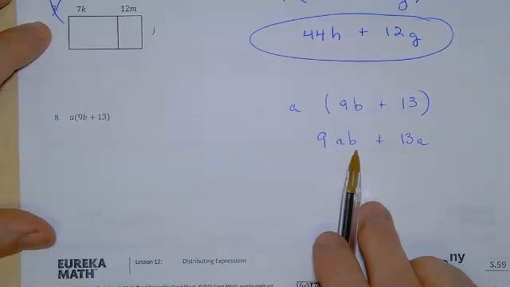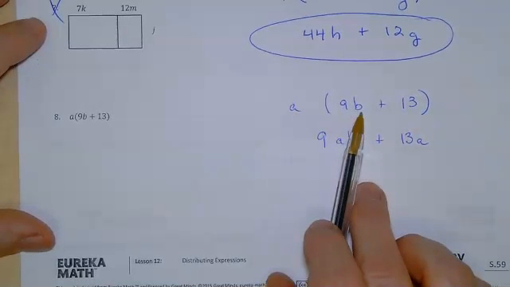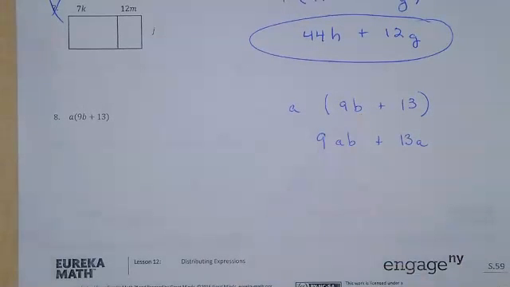Why did you put them in that order? Because it says A times 9 times B. I put it that way because in math you have to do it left to right, and of course the number has to go before the letters. The number has to go before the letters, and the letters have to be in alphabetical order.